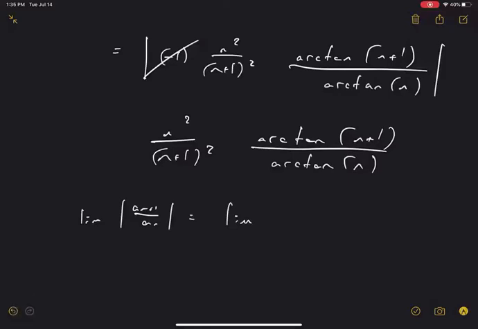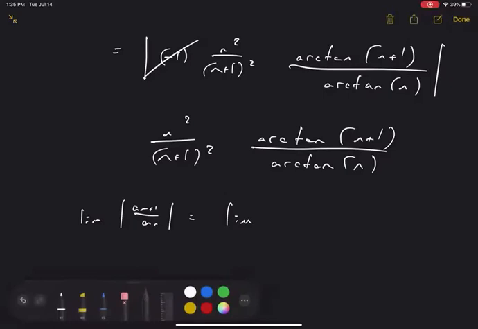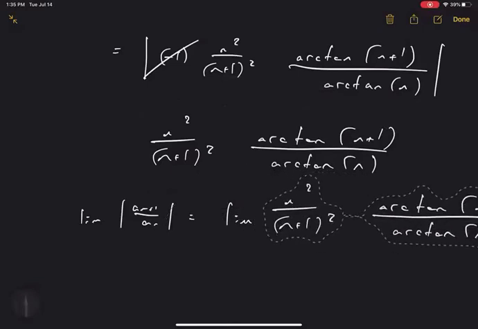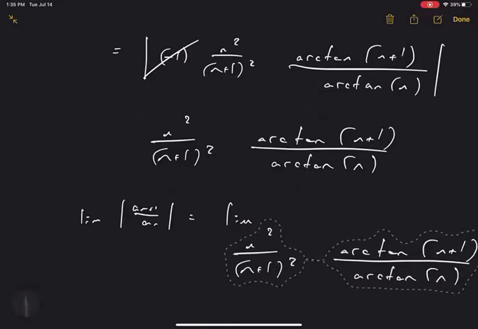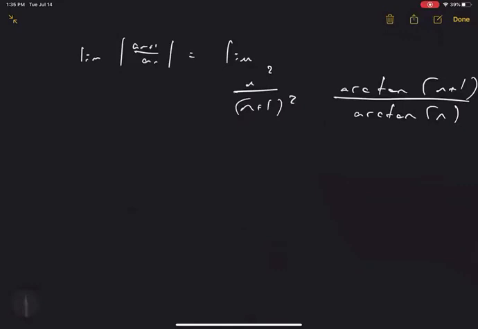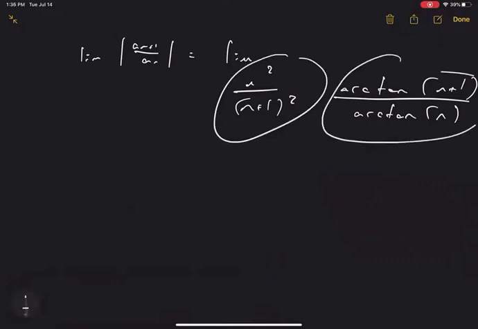I want to rewrite that. Let's see if I can copy and paste that real quick. Well, that didn't work out very well. So I want to look at the limit of this thing. Maybe it's clear that the limit of this part is 1, but it's unclear what's going on with this. What's the limit of arctan of n plus 1 over arctan of n? That's ambiguous, so maybe the ratio test isn't really working.